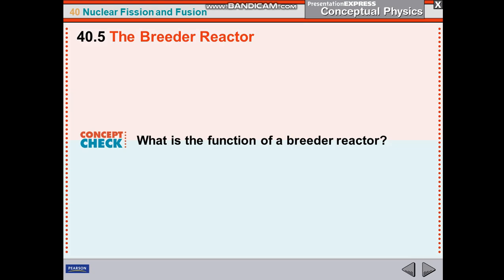Now there is a question, what is the function of a breeder reactor? Try to answer the question. Thank you.